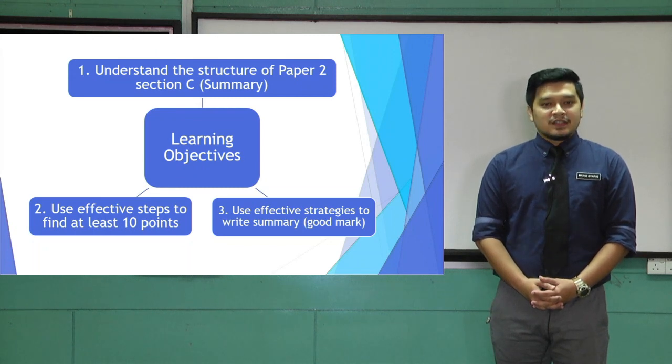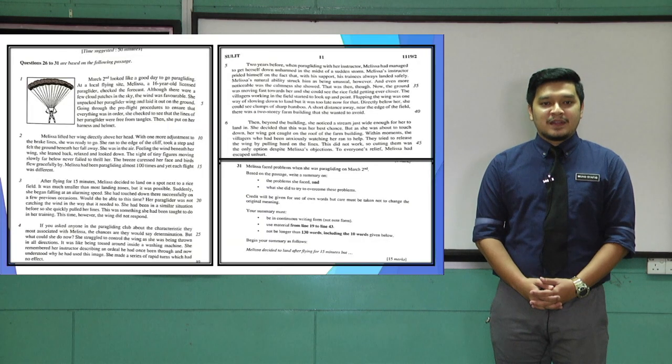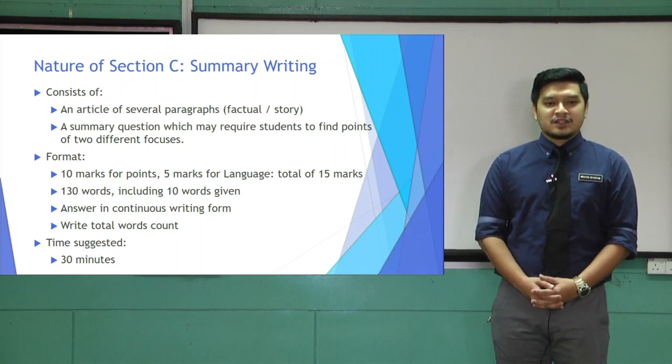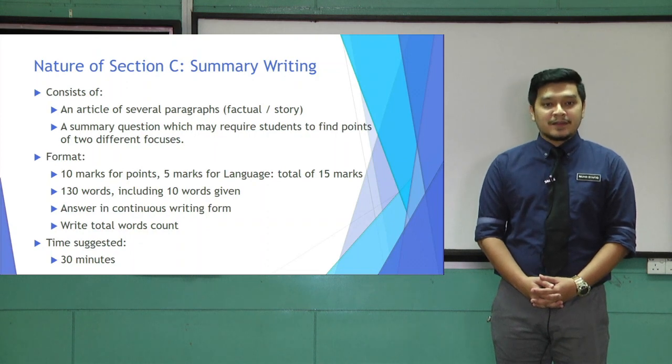For this session, I have included last year's SPM summary question, and as you can see, there are several paragraphs following with the question for summary writing. So let's talk about the nature of Section C summary writing. Summary writing is the second part of Section C. It consists of an article of several paragraphs, and it could be a factual text or a story. It also has a summary question which may require students to find points of two different focuses. We will discuss about this when we look at the question later on.